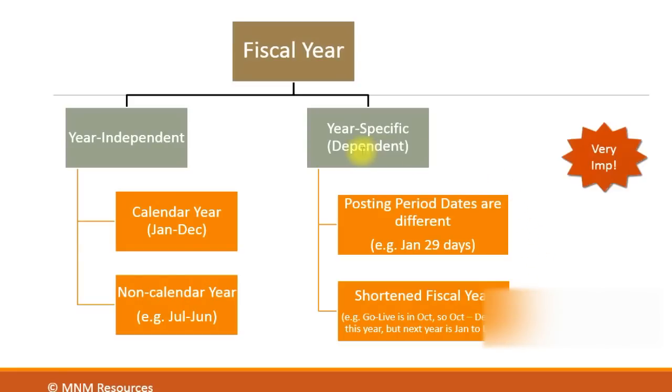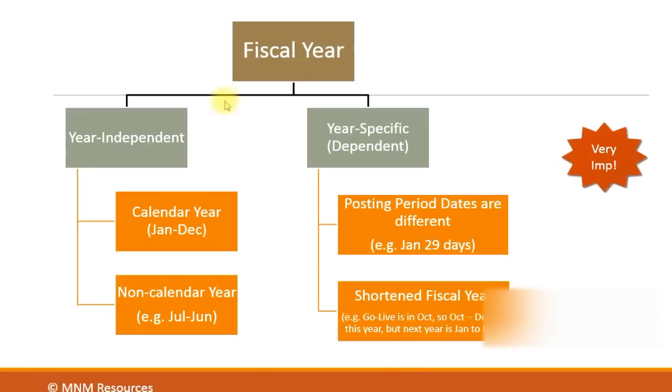So how do you identify if a fiscal year variant is going to be year independent or year dependent? The easiest way to remember is, if anything is less, for example, January 29 days or February 26 days, March 30 days, anything which is less. So if you have a shortened number of days or a shortened number of periods, it's a year dependent fiscal year. So again, let's try to remember this.